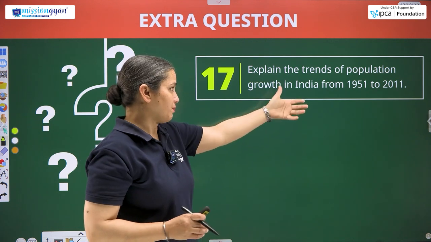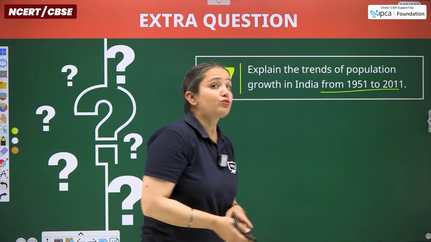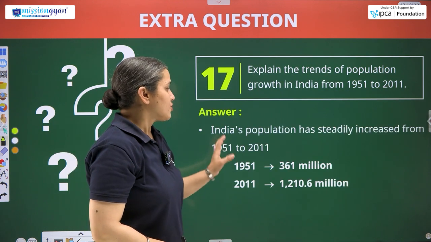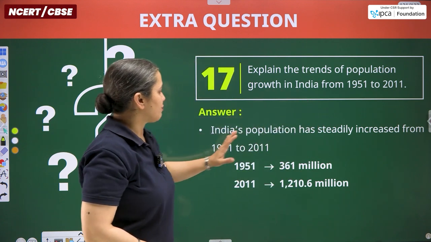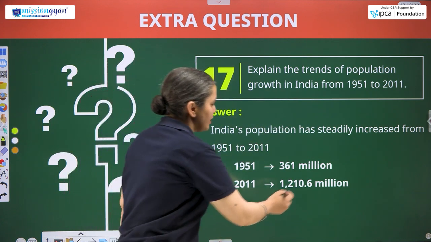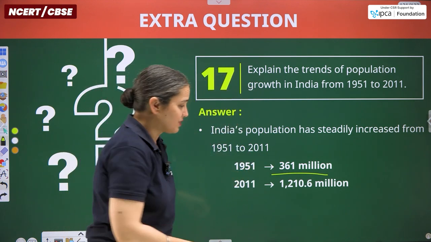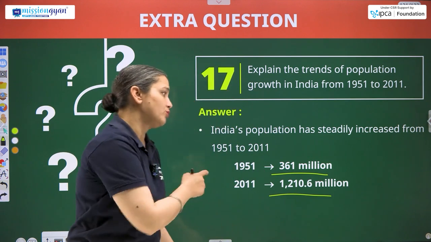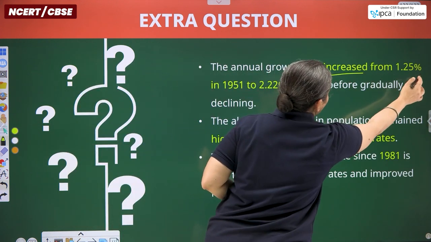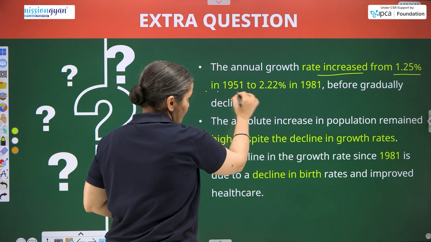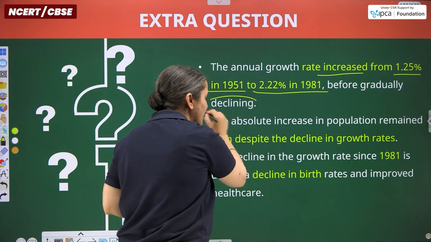So we have to talk about that particular trend, and that affected India from 1951 to 2011. India's population has steadily increased from 1951 to 2011. In 1951, it was 361 million, and according to the 2011 census, it had reached up to this extent. Now, the annual growth rate increased from 1.25% in this year to 2.22% in this year, before gradually declining.